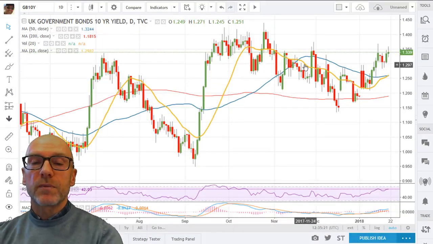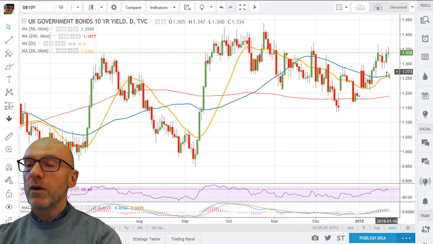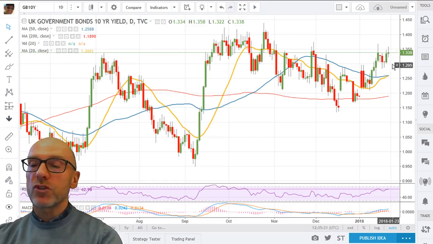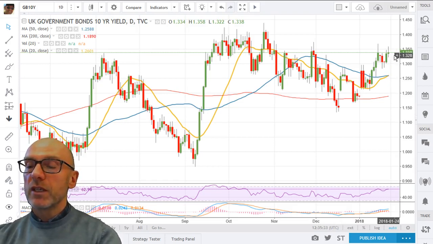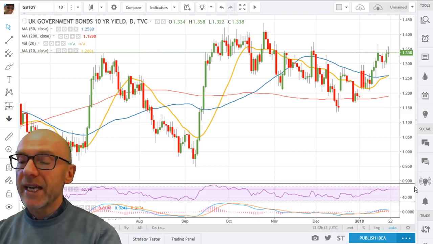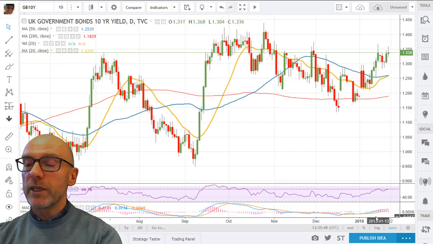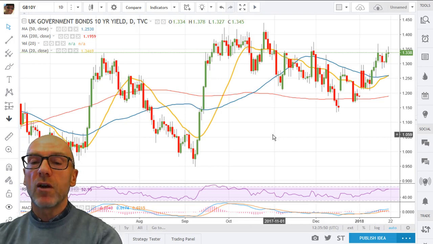British interest rates. This is the 10-year yield on the 10-year government bond. Again, we've broken the downtrend, breaking on the upside. 20 has crossed the 50 in upward direction, so it does look like we are on for higher rates in the UK. Momentum is positive. RSI 62.98, and those MACD, the longer term just gone above zero, and the shorter term has been above zero since the 5th of Jan.